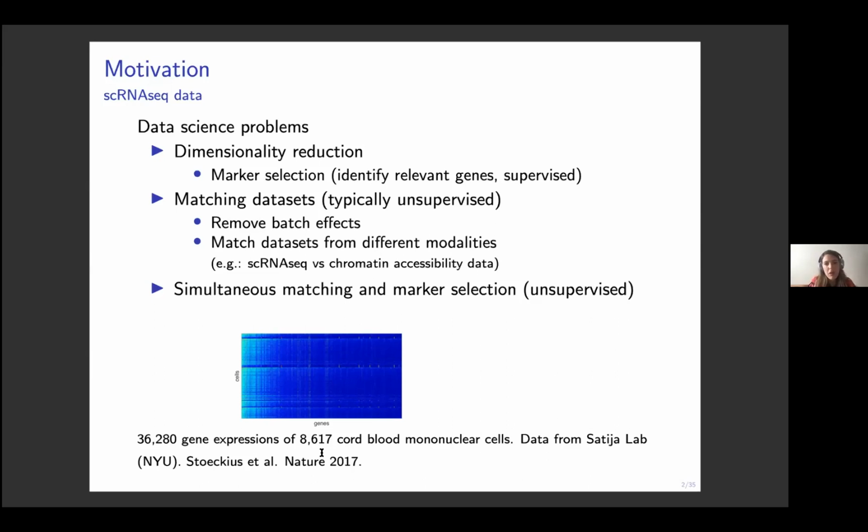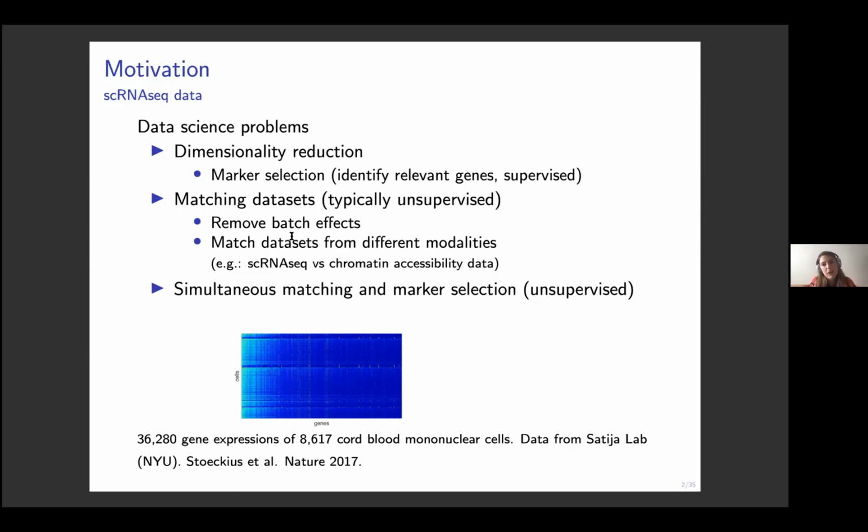So what do you want to do? You want to identify genetic markers that satisfy a certain purpose. So that's the genetic marker selection. Just choose some genes that would give you relevant information about your data set.